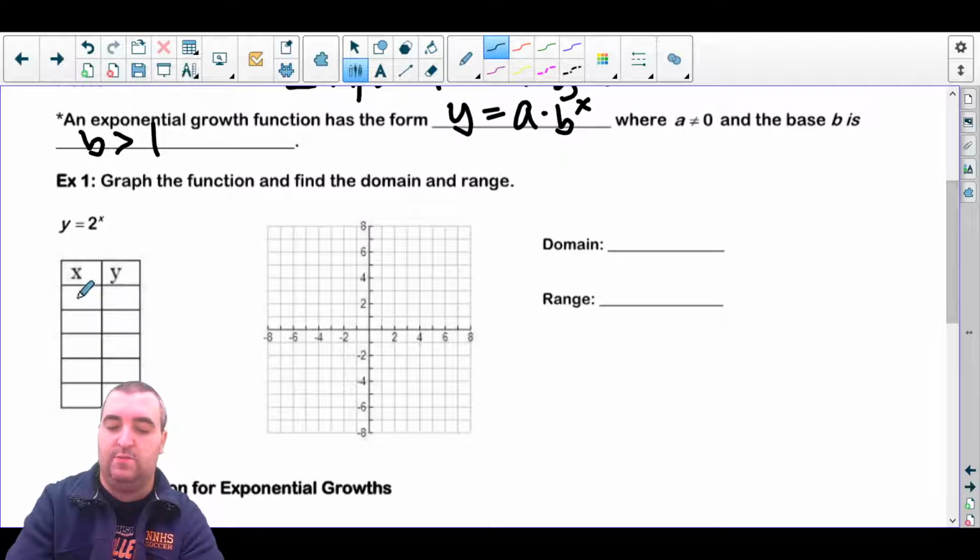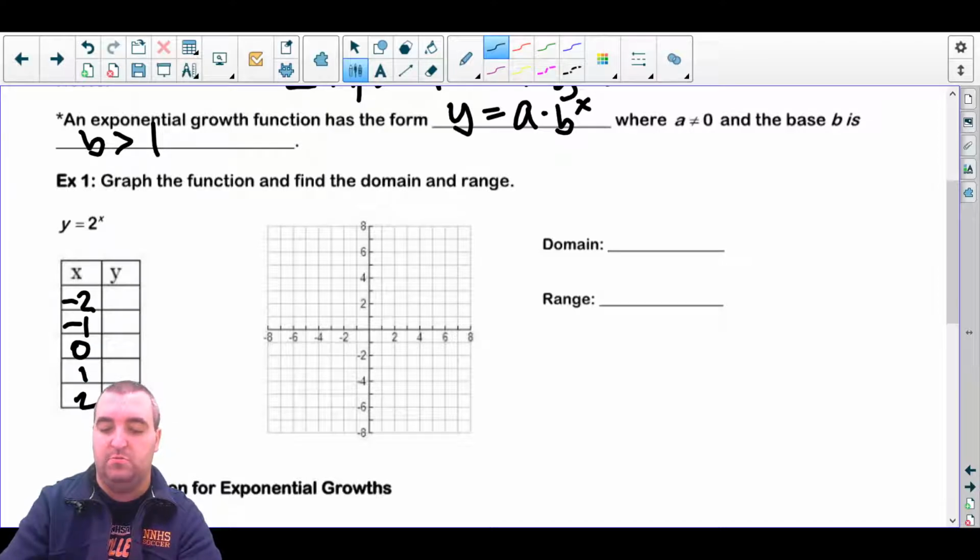So we have y equals negative 2 to the x. So I'm going to choose x values, and pretty much negative 2 to 2 in terms of the integers are usually pretty good values. So if you remember, anything to the negative power does the reciprocal, and then we just apply the power. So I get 1/2 squared, which is 1/4. Negative 1 power is going to be 1/2. 0, anything to the 0 power is 1. The first power just leaves it alone, so it's 2. 2 squared is 4.